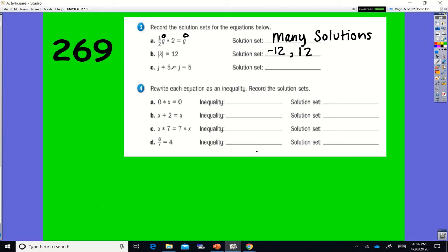Okay, j plus 5 equals j minus 5. Now, using my number sense, if I put any number in there, am I going to get the same thing, like 10 here and 10 here? 10 plus 5 gives me 15. 10 minus 5 gives me 5. That's not equal to each other. If I'm adding 5 to a number and then taking away 5 from a number, you're never going to get the same thing, so it's going to be no solution. Use your number sense and what we've done with those number talks this year.